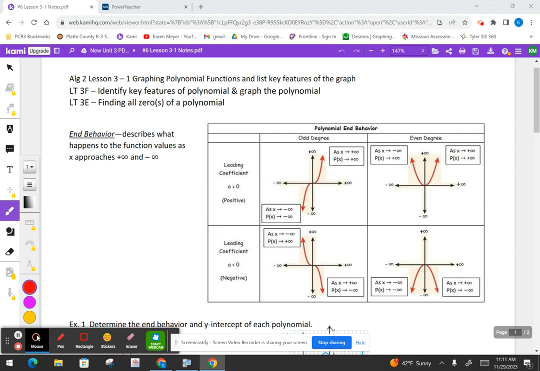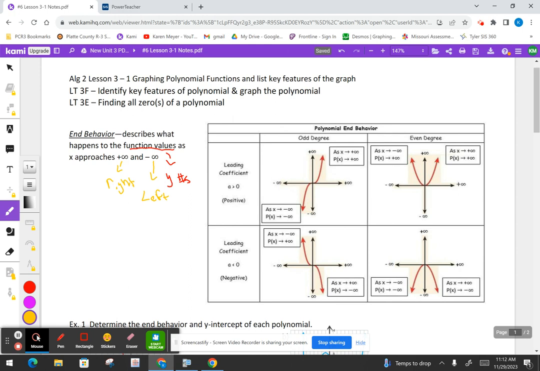It says end behavior describes what happens to the function values, which when we say function values, we really mean what happens to the y numbers as x approaches positive infinity and negative infinity. Now, when I say x approaches positive infinity, I mean what happens on the right side of the graph. And when I say negative infinity, I mean what happens on the left side of the graph.